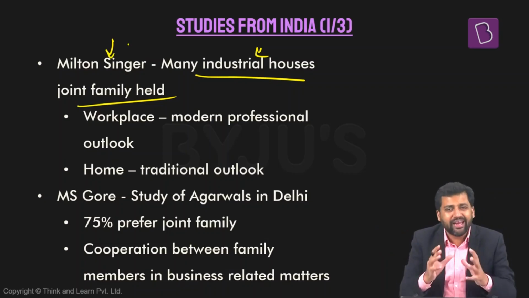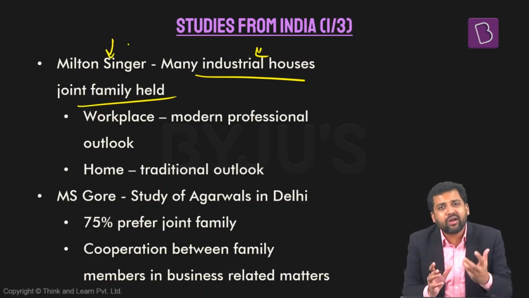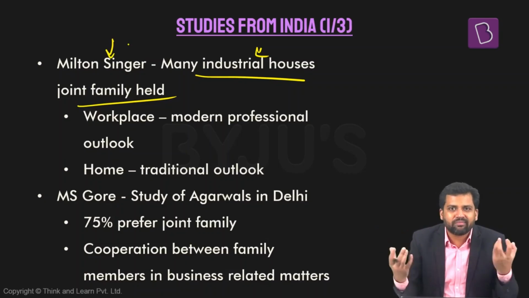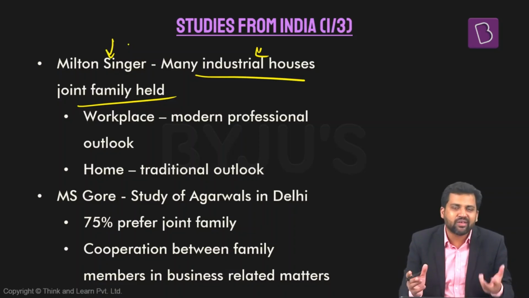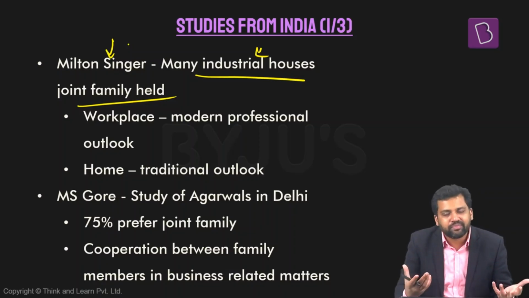But one study finds something unique in India. Milton Singer finds that in India, many industrial houses are run by joint families. So industrialization and joint family, we saw that they are kind of perpendicular to one another, tangent to one another. But Milton Singer says that look at India, there are so many industrial houses. They're all family run, right? So look at maybe the Birlas or the Ambanis or the Tatas. Many of them are family run houses.